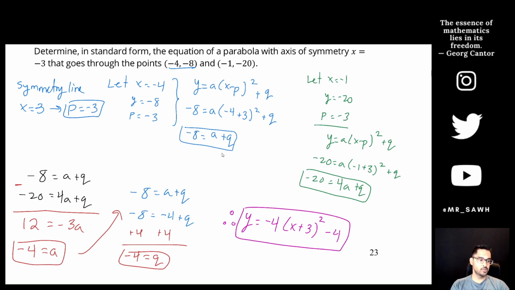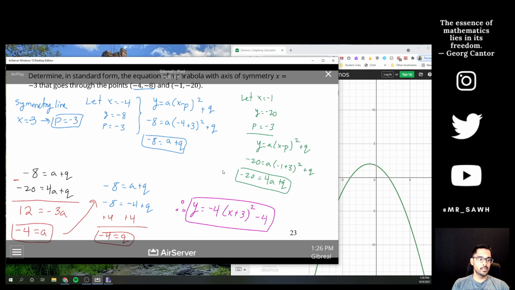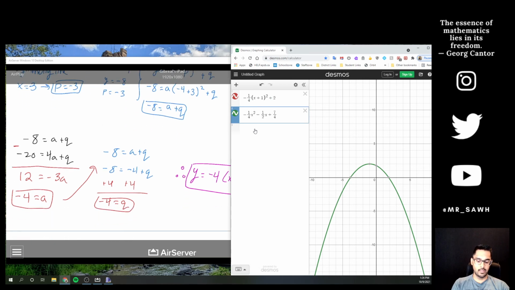I now found my two missing numbers. A is -4, so I know there's a reflection and a stretch. Q is also -4, I know it went 4 units down, comparing it to the original y equals x squared. Okay, so we found everything we needed to. If you were to graph this, you'll see these 2 points on there, and the symmetry line should be -3. So it gives you a way to double check it, to make sure that you know you did this correctly.